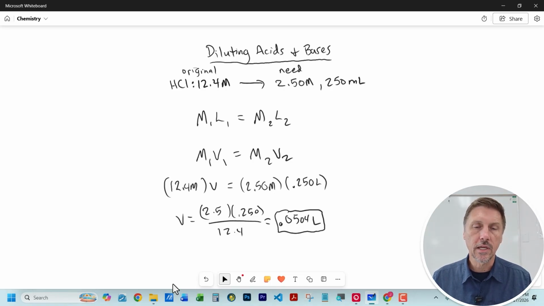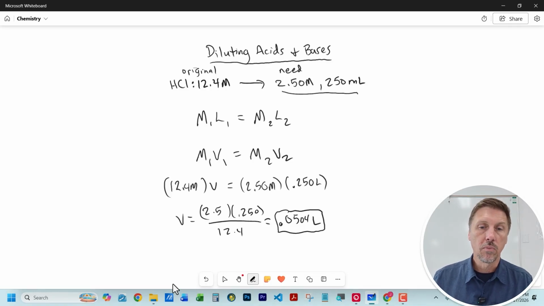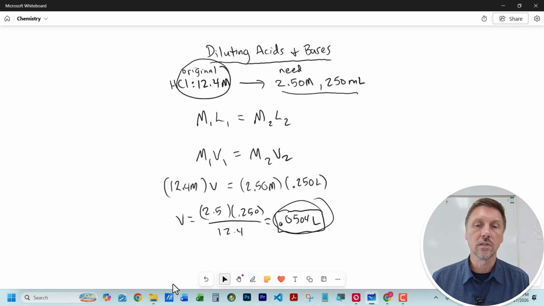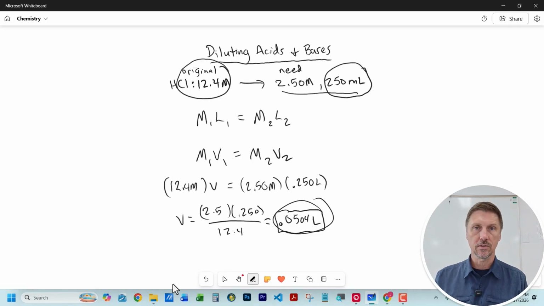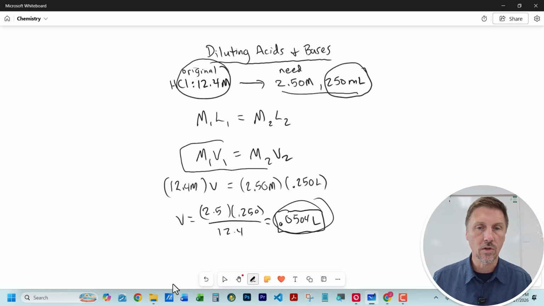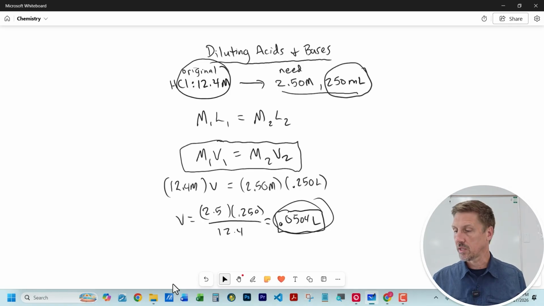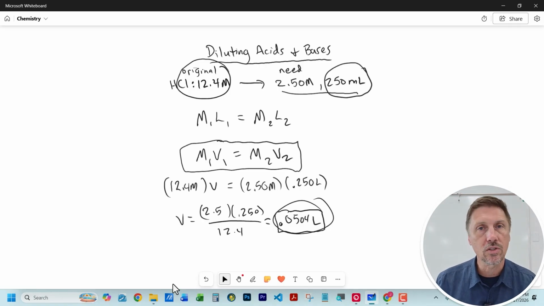And so what does that mean? It means that in order to create this solution right here, a 2.5 molar solution of 250 milliliters, we're going to pour out 0.0504 liters of this solution, and we're going to add enough water to equal 250 milliliters. All right? Pretty simple. You really just need to know this equation right here when you're doing dilutions. You plug the values into that, and it's pretty straightforward.